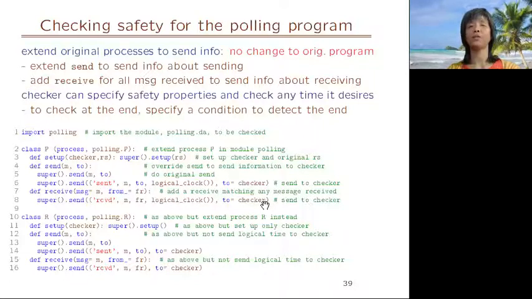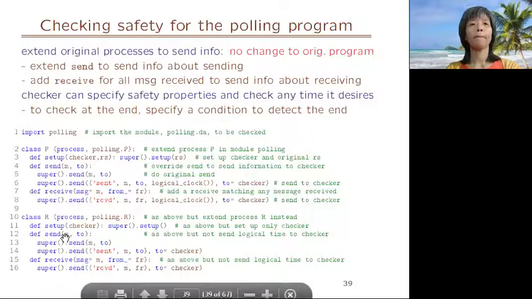This way, all messages sent and received are sent with these 4 components: the tag, the original message, the destination or sender here, and the logical clock, to the checker. Okay, that's all needed for the polar.